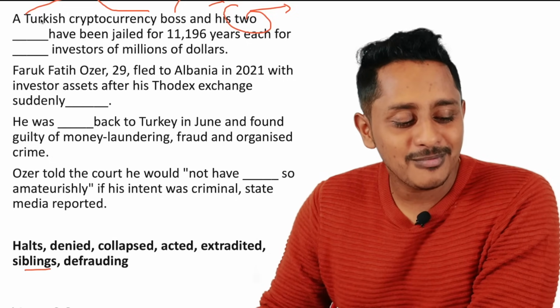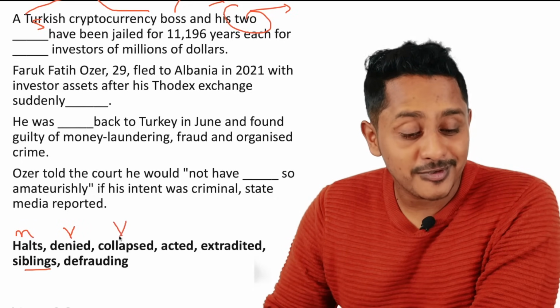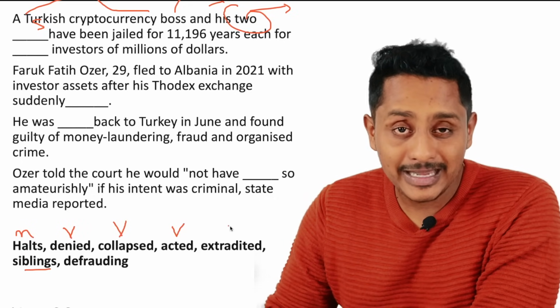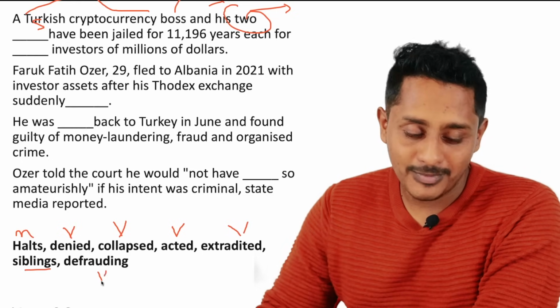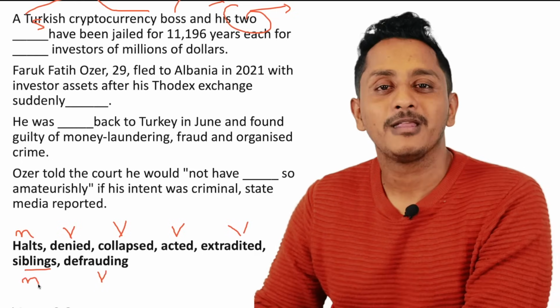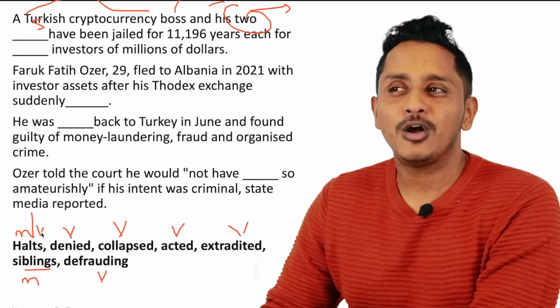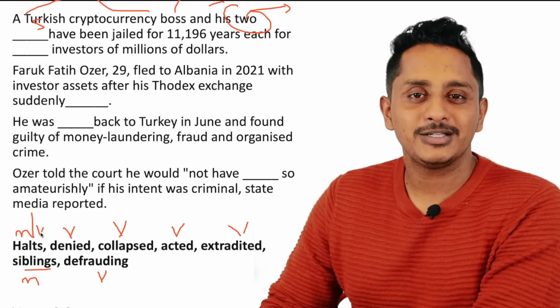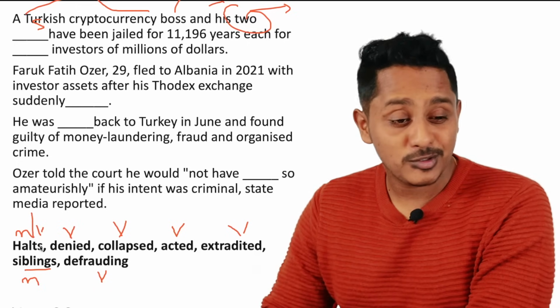Something with S has to come. Halts is a noun. Denied is a verb. Collapsed is a verb. Acted is a verb. Extradited is a verb. Defrauding is a verb with ING, this is a noun. Siblings, the siblings, the halts. Halts can also be a verb: he halts, the halt, it is going to be halted. The halt happened. Halt can also be a noun, I believe.